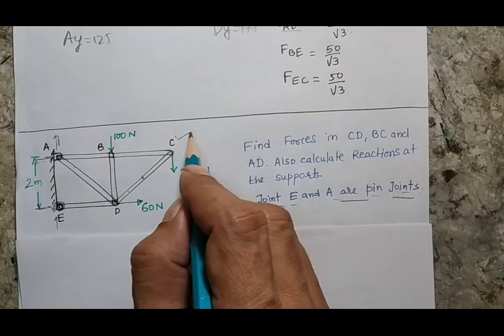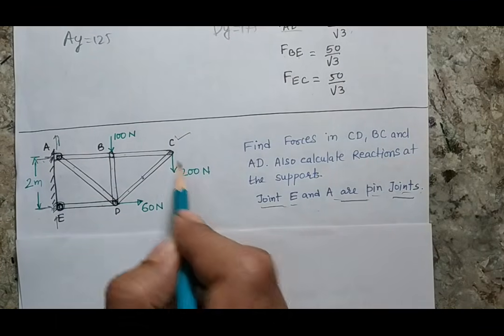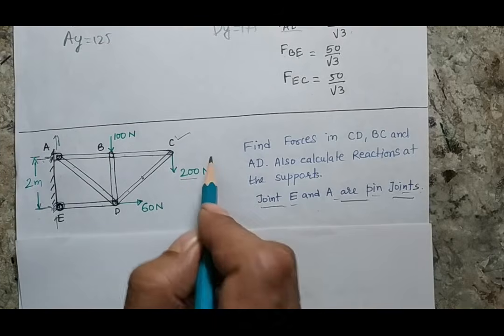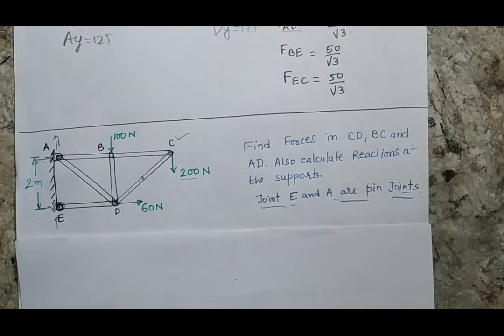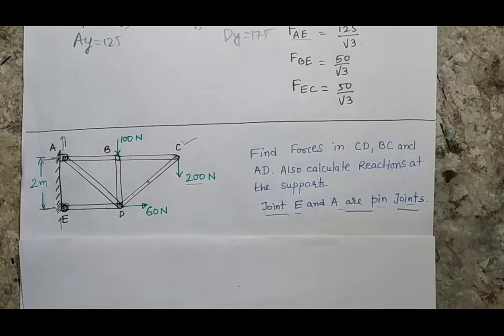But if I see joint C, at joint C I know 1 force and 2 unknowns. So whenever you have a cantilevered problem, and you are able to identify a joint where you have a maximum of 2 unknowns, you can start your problem.